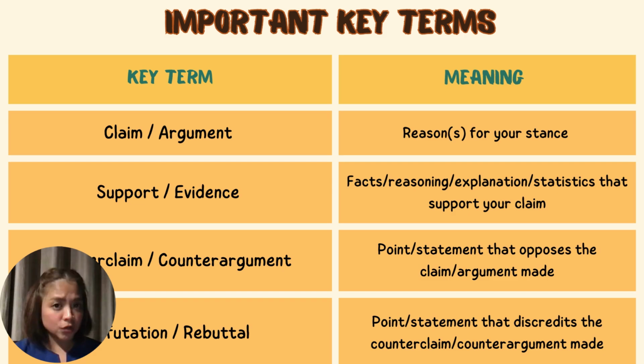Next, we have counterclaim or counterargument. This refers to a point or a statement that opposes your claim or your argument in your essay. Lastly, we have refutation or rebuttal. A refutation or a rebuttal refers to a point or a statement that discredits the counterargument that has been made towards your argument. So, these are the important key terms that we need to get ourselves familiar with before we start writing an argumentative essay.